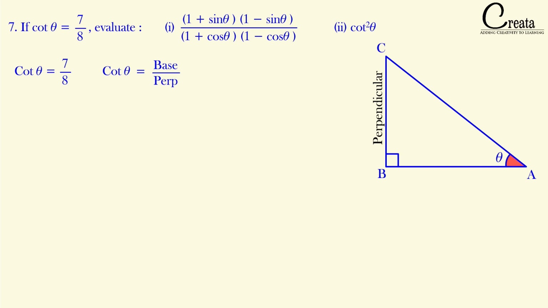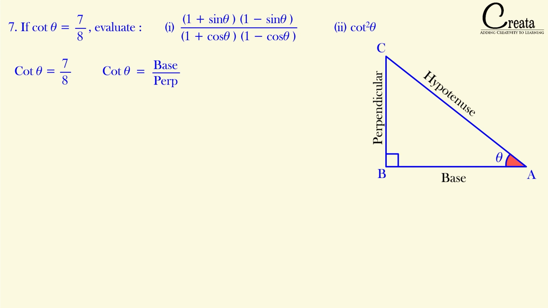Further, angle B is 90 degrees and the side opposite to the 90 degree angle is the hypotenuse. So the side AC for this triangle is the hypotenuse. And the last remaining side AB is the base for this triangle with respect to trigonometric angle theta. We have identified all the three trigonometric sides.